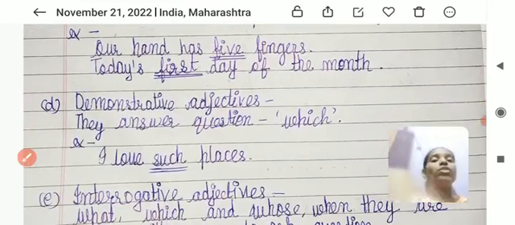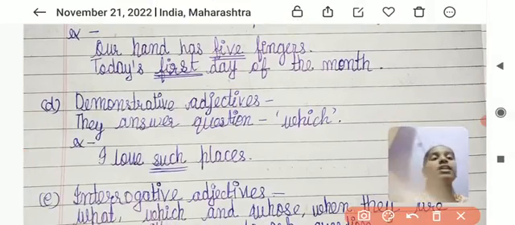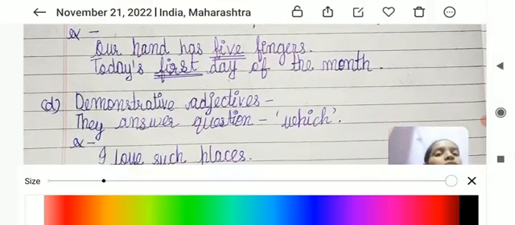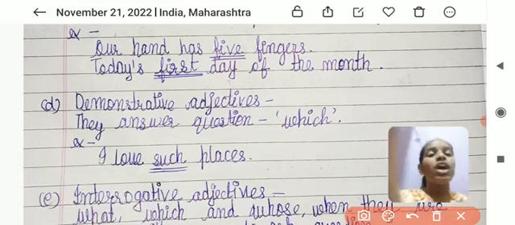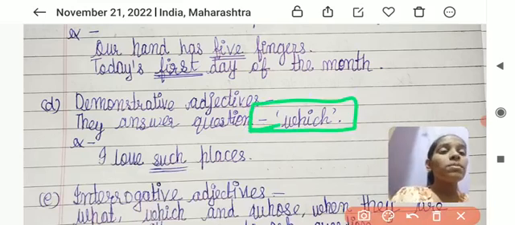Now let's go to the fourth type of adjective, that is the demonstrative adjectives. Demonstrative adjectives answer the question which, which is the most important.